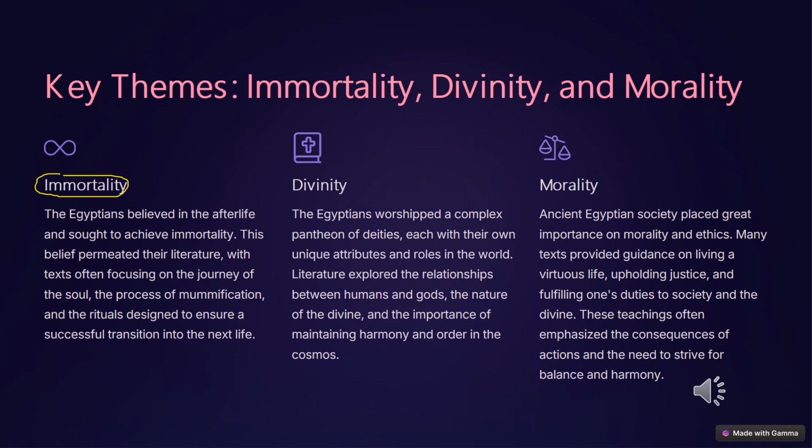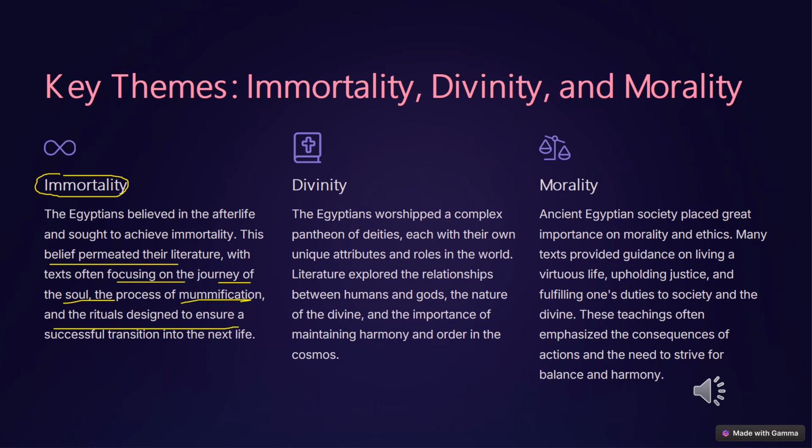These themes are evident in the spells and rituals of the Book of the Dead, which aim to protect and guide the deceased. So, immortality is a very important theme in Egyptian literature since this is their belief and this entered their literature, just like how it was depicted in the Book of the Dead, where it highlights the journey of the soul, the process of mummification, and the rituals designed to ensure a successful transition to the next life.